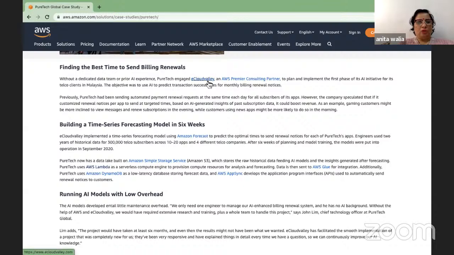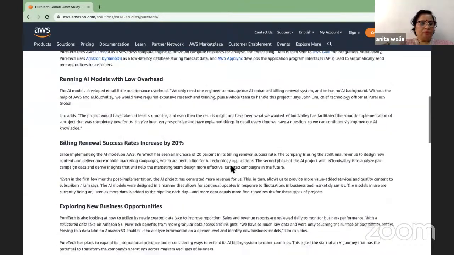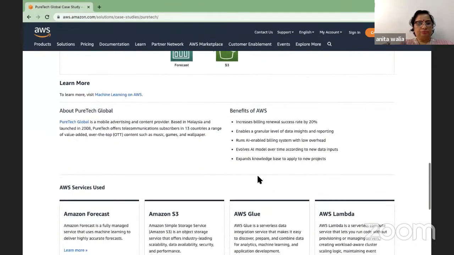They have PureTech engaged cloud eValley, AWS premium consulting partner. They also use Amazon Forecast, Amazon S3, the Simple Storage Service, to store the content, Amazon Glue for integration, Amazon DynamoDB for a low latency database and forecasting the data, and AWS AppSync for APIs. So these are the products which they have used. If you can see here, this is Amazon S3, Lambda, Glue, Forecast, S3 again, DynamoDB, AppSync. These are all the AWS infrastructure they have used.